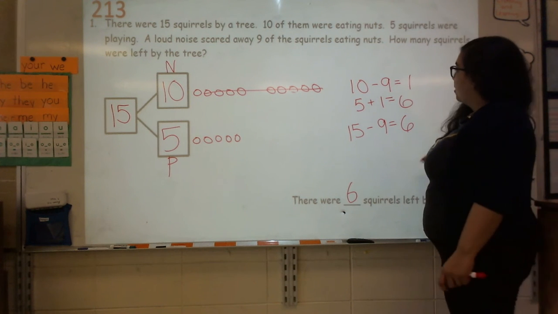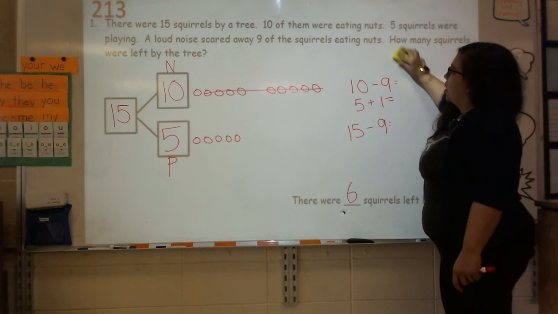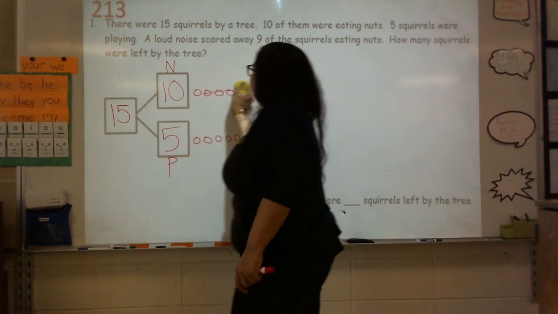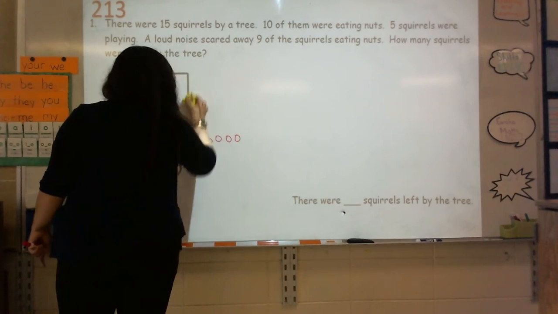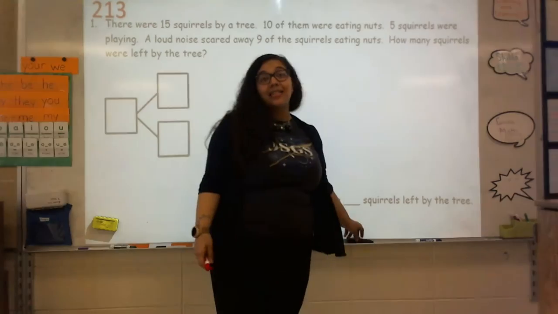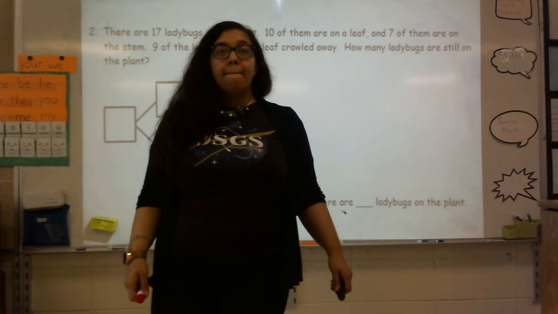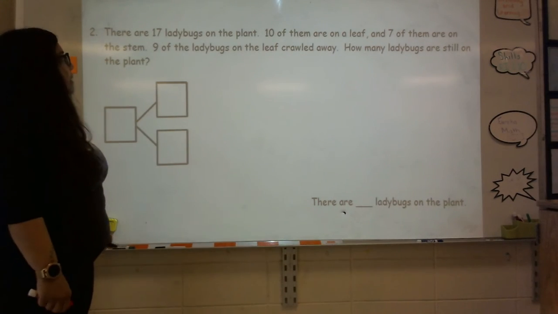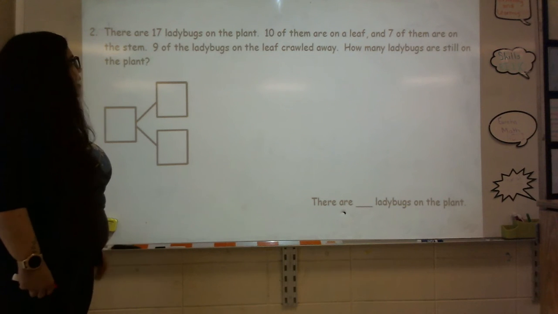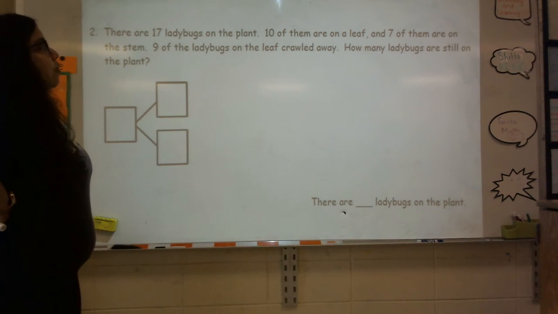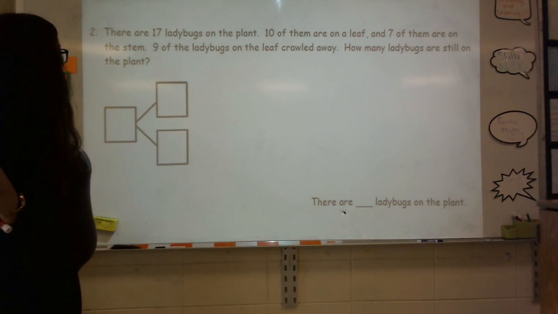All right, let's practice another one. It's question number 2 on the same sheet of paper. All right, number 2 reads, there are 17 ladybugs on the plant. 10 of them are on the leaf, and 7 of them are on the stem. 9 of the ladybugs on the leaf crawled away. How many ladybugs are still on the plant?